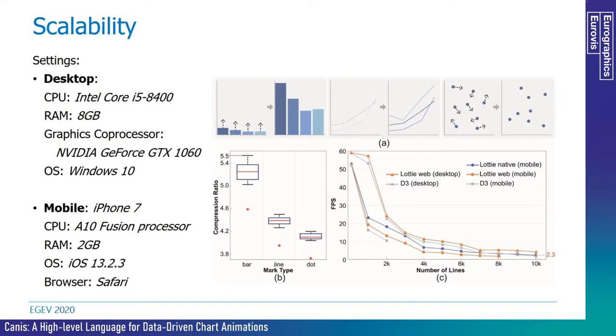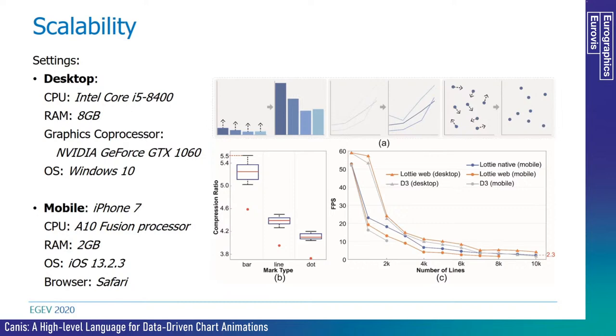Figure A are snapshots of three animations we used. Figure B is the box plot showing the compression ratio of these three kinds of animations. We can see that the bar chart animations have the highest compression ratio at 5.5, and Figure C shows the frame rate curves of the line chart animations under 5 rendering settings, with increasing number of lines. We can see that the frame rates of all settings gradually decrease with increasing number of marks, whereas Lottie Web on desktop is the best.